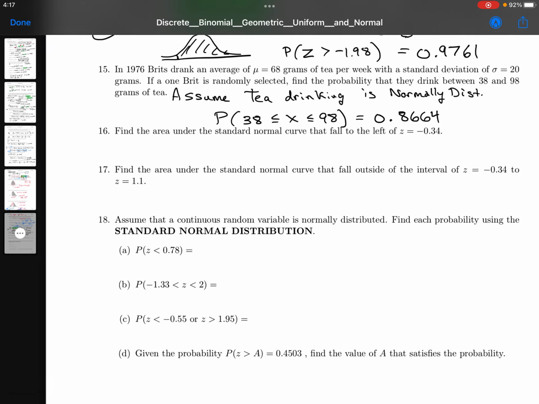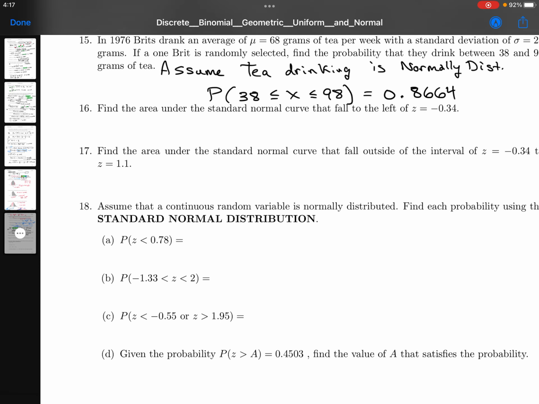Okay, final video. We just have a few questions left. Question 16, find the area under the standard normal curve that falls to the left of negative 0.34. So remember, zero's in the middle. Negative 0.34 will just be a little bit here to the left. And we want the area, because the area is the probability, is the proportion, which is going to be less than half, but just a little bit.